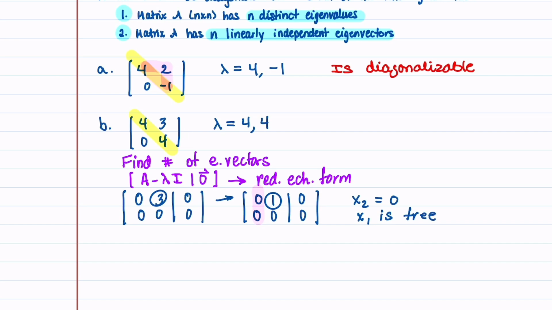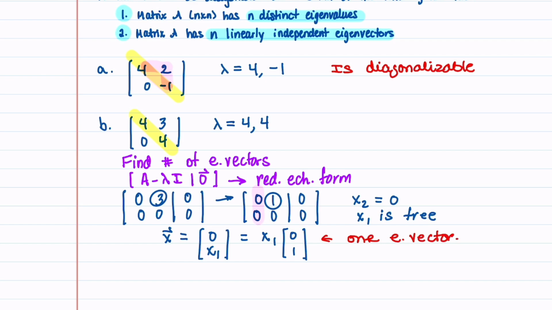So we have one free variable, so our x can be written as 0 times x1, and we can pull out the x1 and write this as 0, 1. So our goal was to find out the number of eigenvectors that we have, and we ended up with one linearly independent eigenvector. But for our matrix to be diagonalizable, we needed 2. So we can say that our matrix is not diagonalizable.